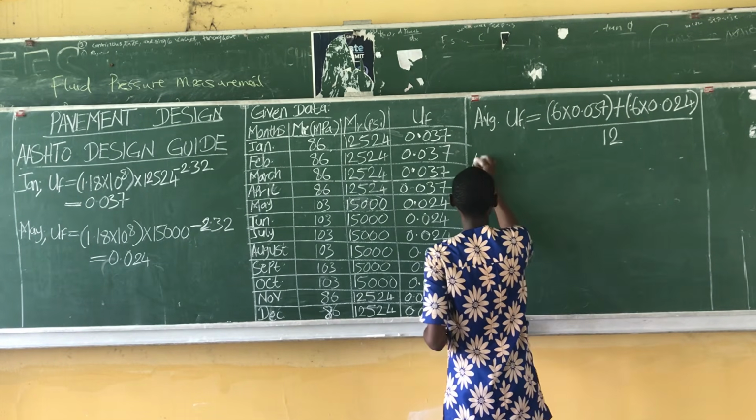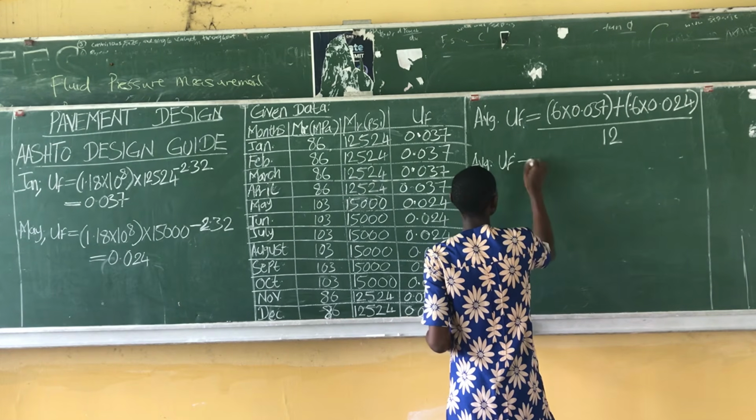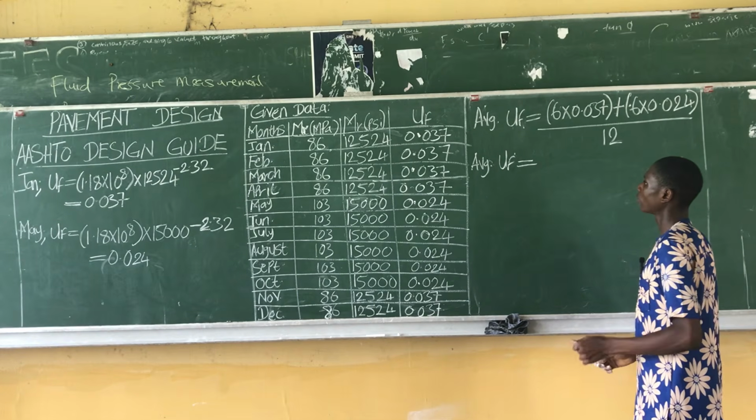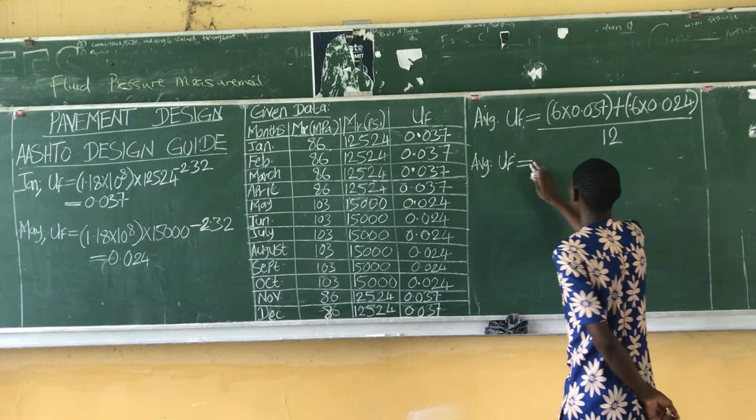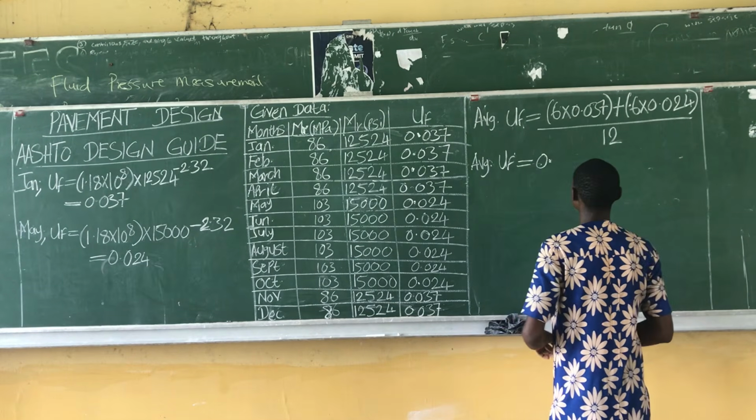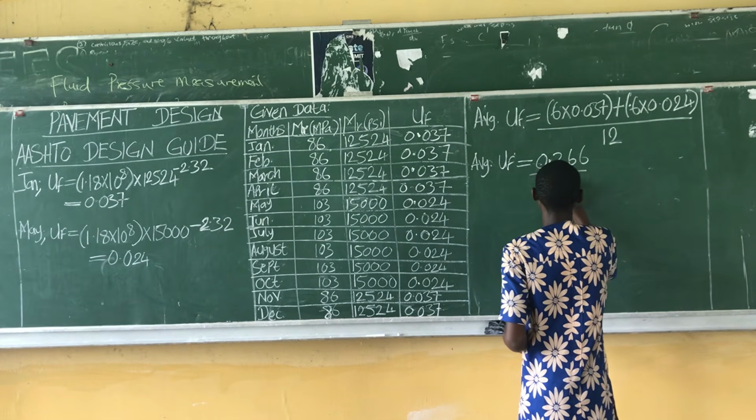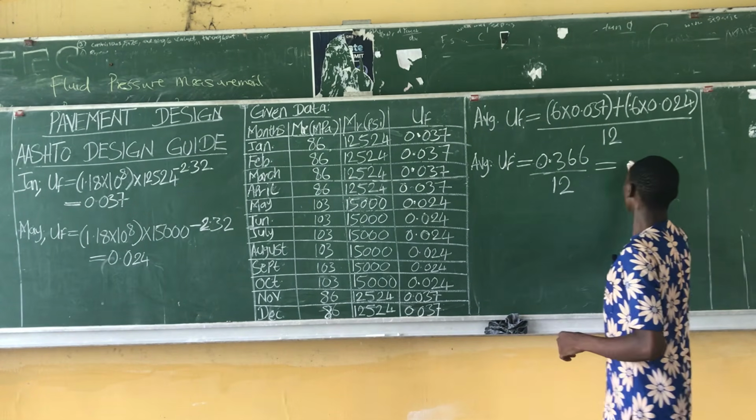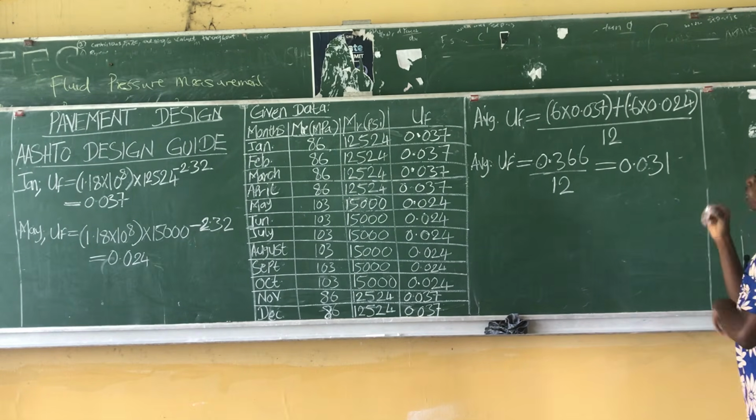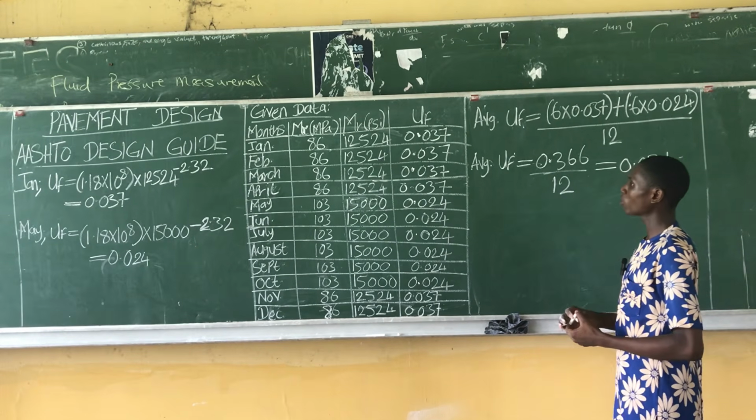Okay, so we have our average damage factor to be equal to what? 0.366 over 12. Then the final answer is equal to 0.031. Okay, so having gotten the value for our average relative damage, to compute our resilient modulus we simply use the expression we stated earlier.